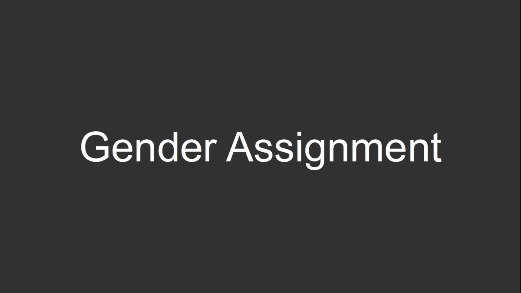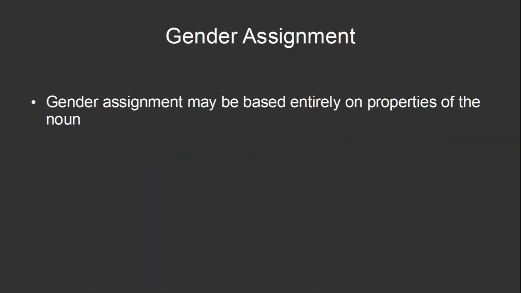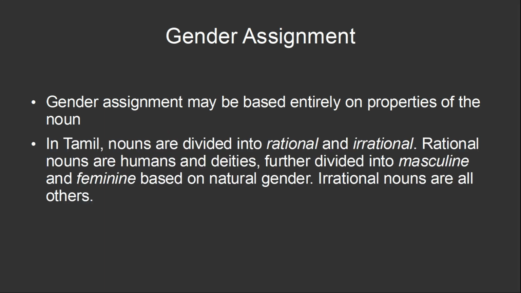In Spanish, nouns ending in O are usually masculine, but there are also a few feminine nouns that have this ending. In some languages, the gender of nouns is determined entirely by the properties of the object it refers to. Tamil is an example of this kind of language. Nouns are divided into rational and irrational. Rational nouns are humans and deities, which are further subdivided into masculine and feminine based on their actual gender, and all other nouns are irrational.